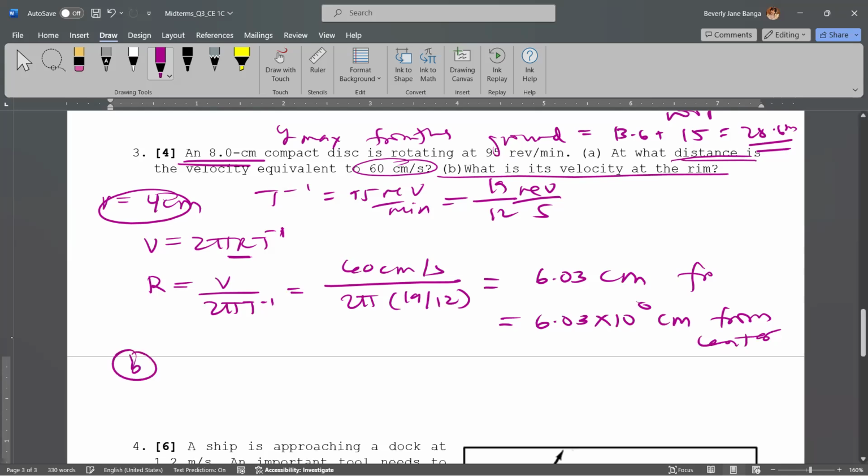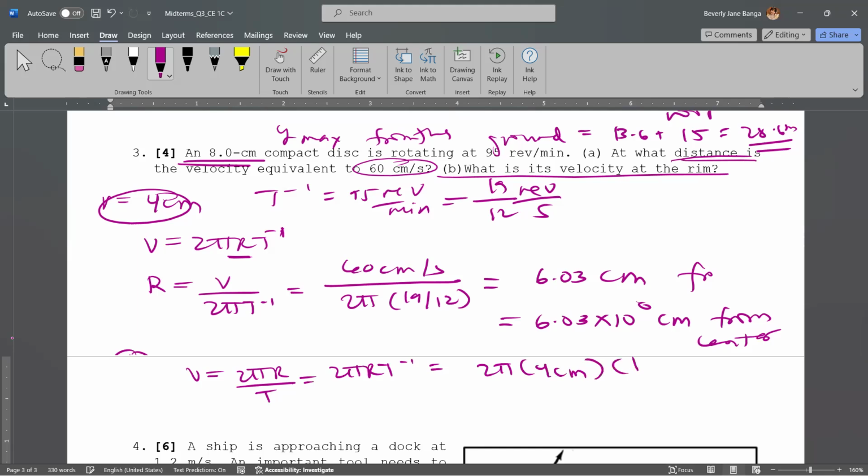So, anyway, for letter B, what's the velocity at the rim? So, 2 pi r over t, or 2 pi r, t inverse. So, 2 pi times 4 cm times 19 over 12. So, V is simply 39.8. So, 3.98 times 10 raised to 1 cm per second. Okay?